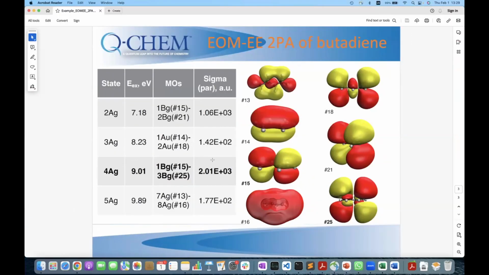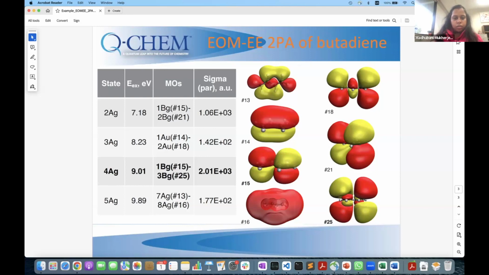Now, okay. Here I'm going to present the results for EOM-EE for the 2PA of butadiene. If you run the calculation successfully, you will find these 4 excited states, which are from the Ag symmetry block. If you just run EOM-EE with 1 photon, you will see that these excited states are dark in nature, but with 2PA, that is with 2 photons, we will see that these are bright transitions. And here I am listing the excitation energies for all of these states.